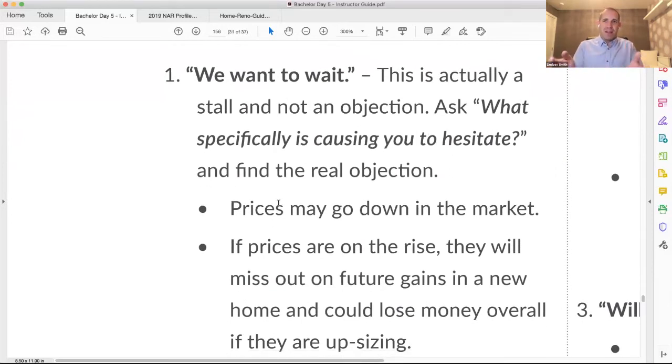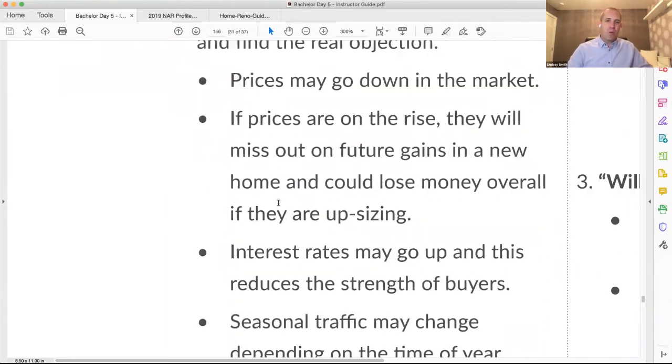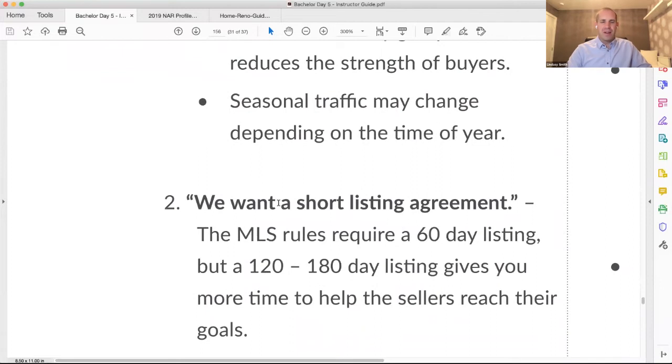If they just want to wait a little bit, and we're going to talk about this one, we want to think about it. But if they want to wait a little bit, let them know that it also takes a week or so to get their home fully ready for marketing, to get up on the marketplace. So that could be another way to handle it. All right, so that's objection number one. We want to wait, and some ideas on how to handle it.